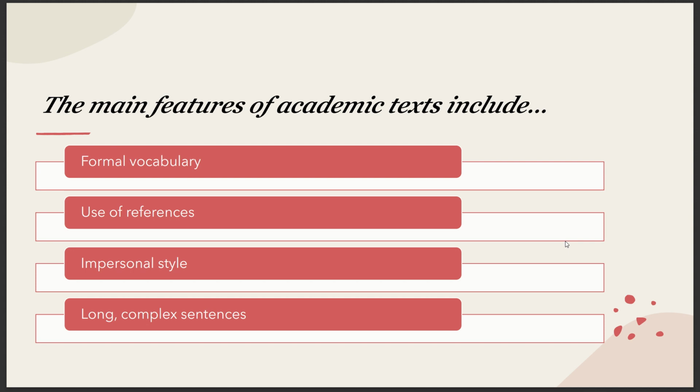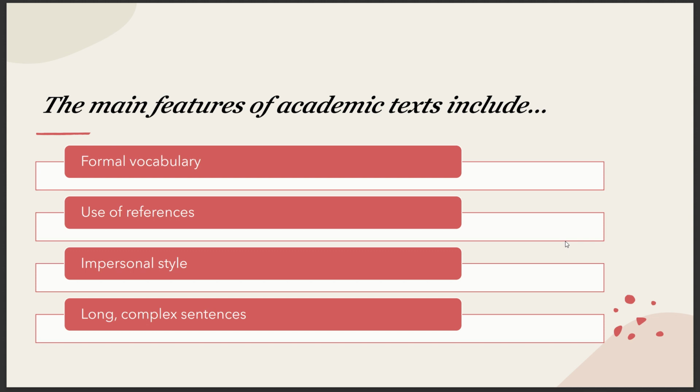So, number 1, the text should have formal vocabulary. The vocabulary used inside the text must not be very informal or casual, but must be very, what? Formal. If the vocabulary is formal, there is a chance that the text you're reading is actually academic.